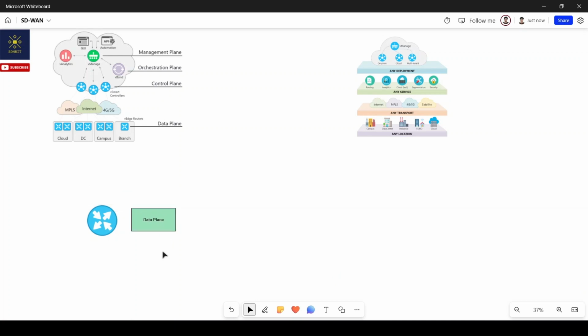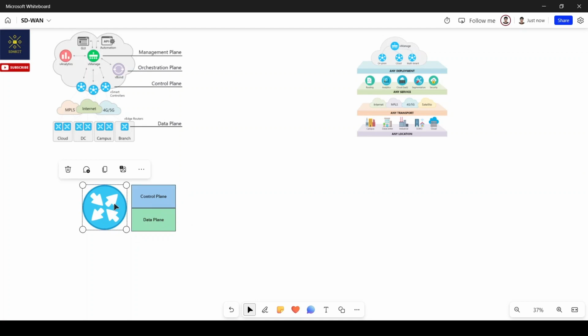Let's extend it a little bit. And let's assume this is our control plane. Okay, that's our control plane, right? So this is traditional router. Traditional router, as you can see here, has control plane and data plane coupled together.